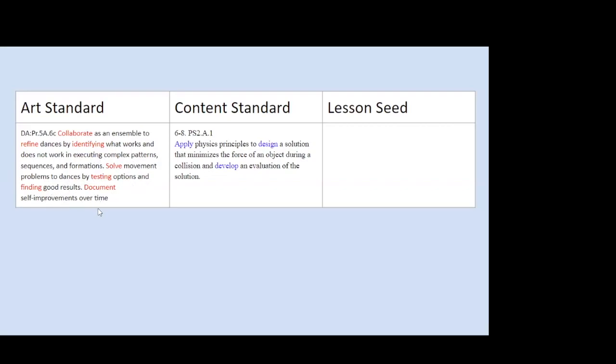Document self-improvement over time. As you can see, there are some words that come together, as well as some words that are a little bit different. The dance standard has more of a lower cognitive level in the sense of identifying and finding. But with the collaborate and the testing and the refining and solving, you can move it up the cognitive level. Here we have design, develop, and apply. And of course, apply is not the highest of cognitive levels, but design certainly is. And develop can go either way too.